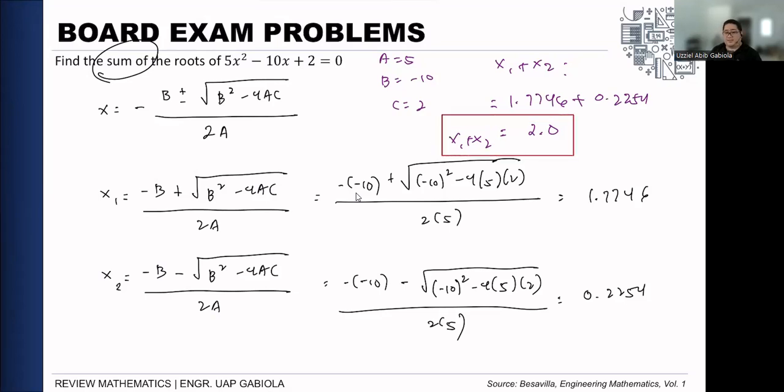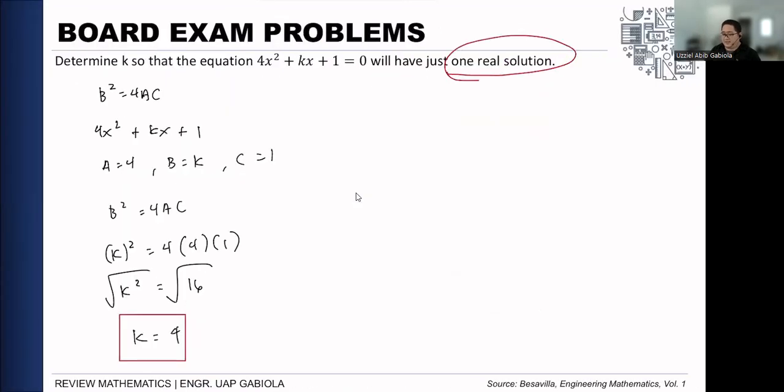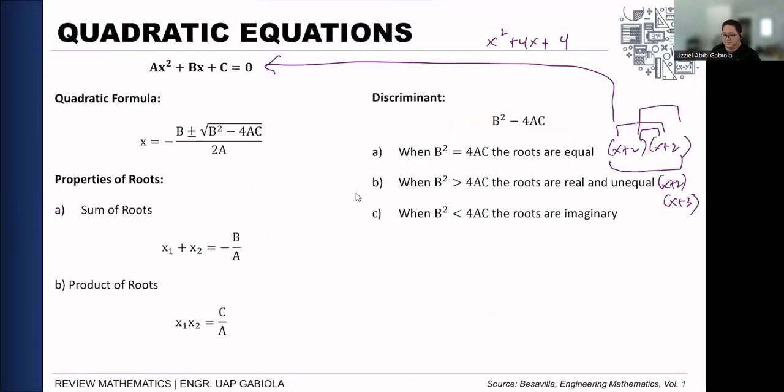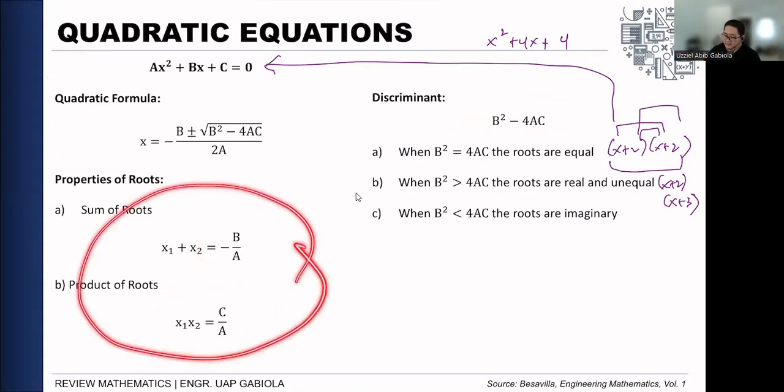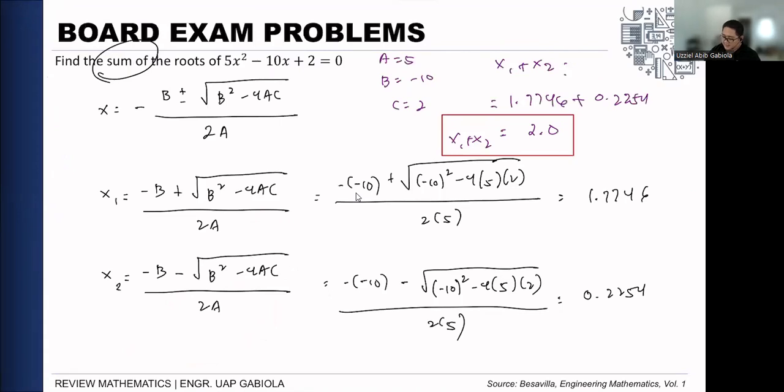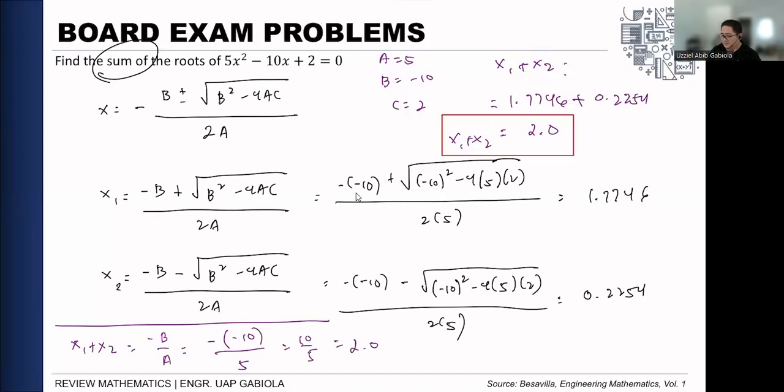That is the solution. But there is another, easier solution. If we go back to our slide, it is already indicated there. When it is the product or sum of the roots, this is the only formula we use: negative b over a. If you remember this from the board exam, good. Let's check. x1 plus x2 is equal to negative b over a. Our b is negative 10, so negative negative 10 over 5, which is 10 over 5, equal to 2. Same answer, a very, very short solution.